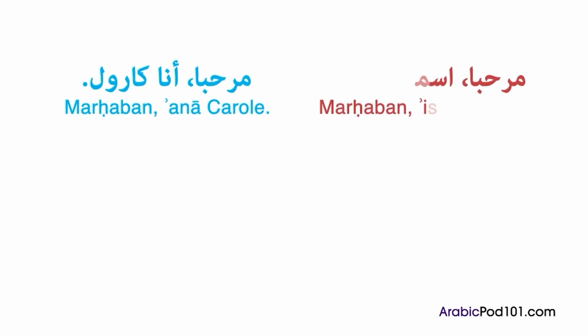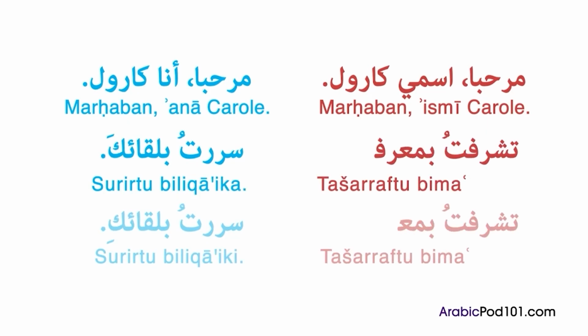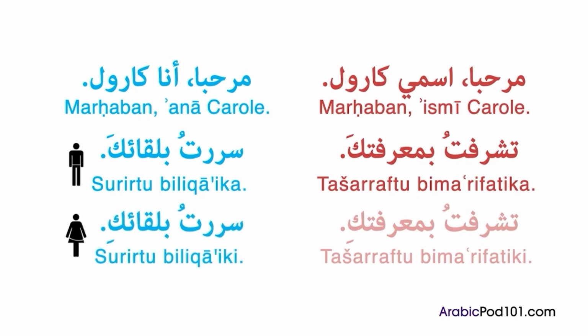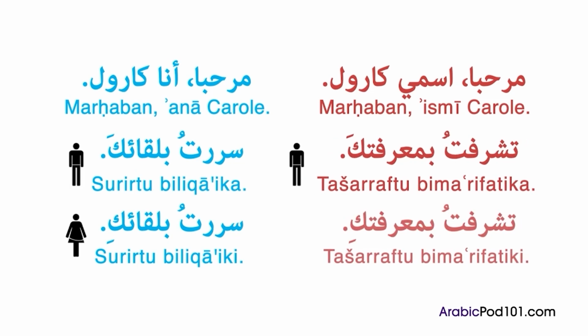First, مرحباً, أنا كارول has changed to مرحباً, اسمي كارول. So, instead of saying, hi, I am Carol, we are speaking in a more formal way by saying, hi, my name is Carol. Next, after giving your name, instead of saying سررت بلقائك, you say تشرفت بمعرفتك, or I am honored to meet you, which is a bit more formal. Again, we should not forget to change the ending of the word depending on the gender of the person you're speaking to. It would be تشرفت بمعرفتك for a man and تشرفت بمعرفتك in case of a woman.